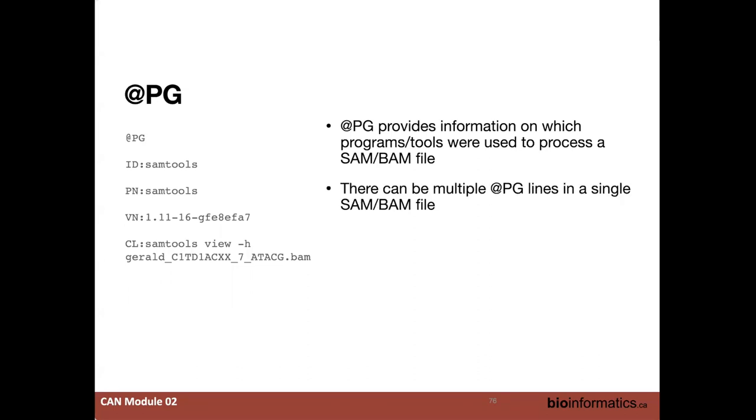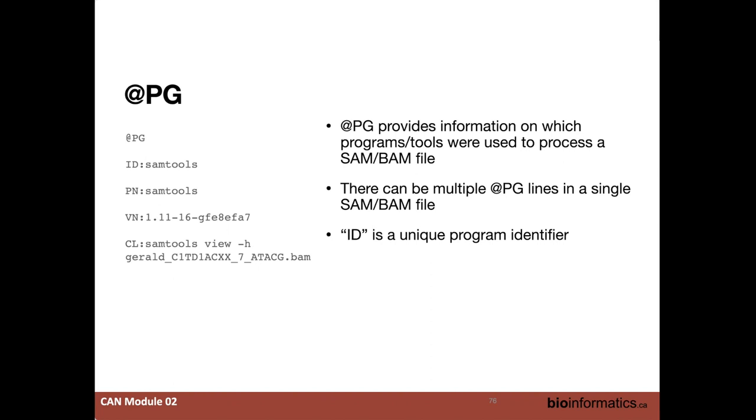Multiple of them can be done in a single SAM or BAM file, and the reason is you can do a lot of things in post-processing. You can take a SAM file and convert it to a BAM, take that BAM and sort it, and then resort it. So you can get this audit trail of exactly what that file has gone through.